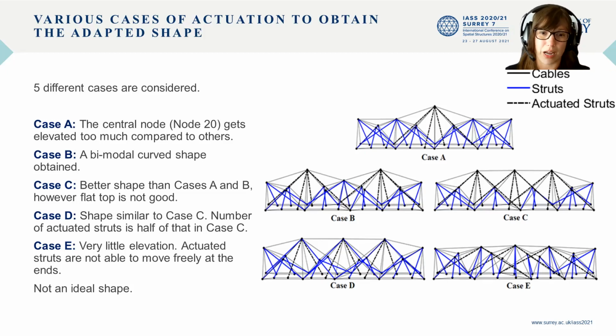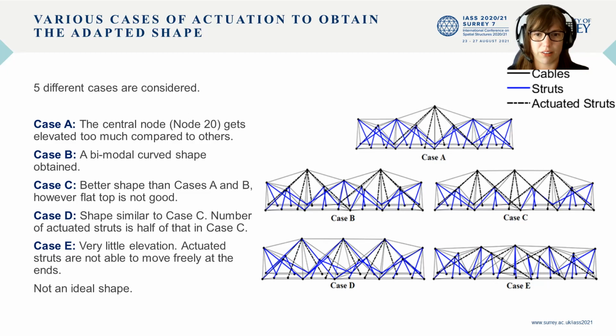So case B, this is bimodal. This could be useful for troughing and funneling water or snow loads, but that's not the point of this particular study. C is when we have all three of the center nodes elevated, and the actuation produces a flat top, which is not the best, but we're getting there.